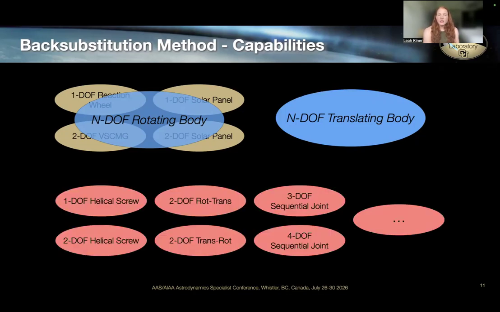However, there are other types of components that we currently cannot simulate with this method, such as helical screws or any sort of sequential motion where we want to stack rotation coupled with translation, or if we want to have rotation and translation which are not coupled. Any sort of sequential joint that isn't purely rotation or purely translation, we cannot simulate with this method.